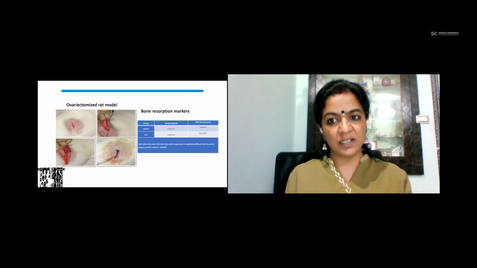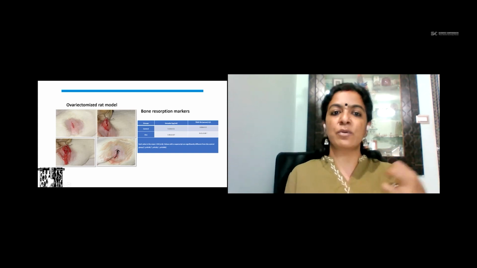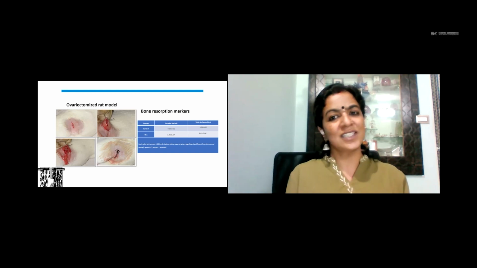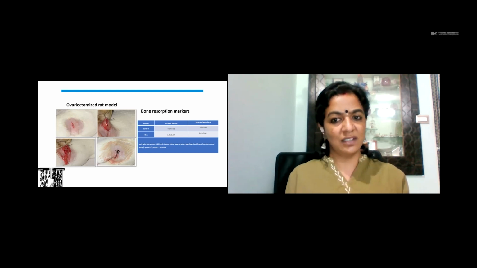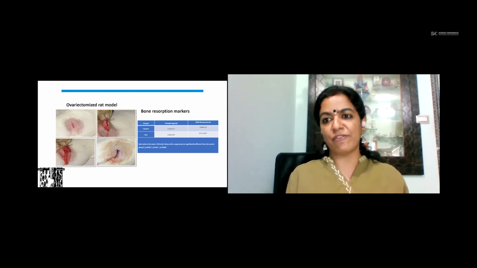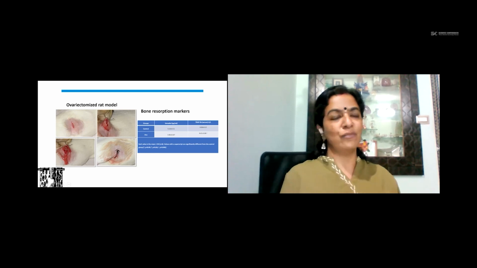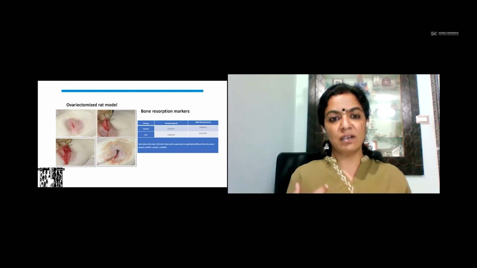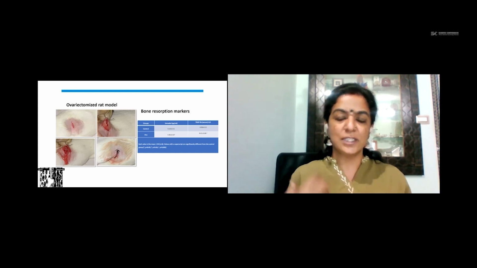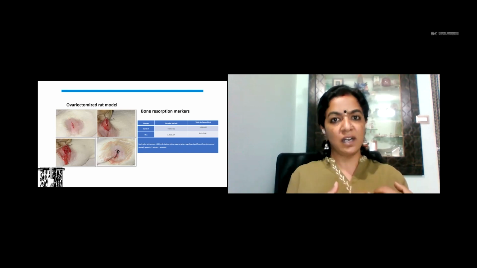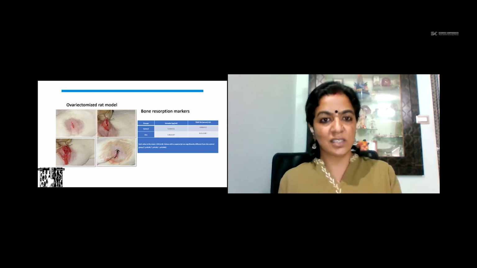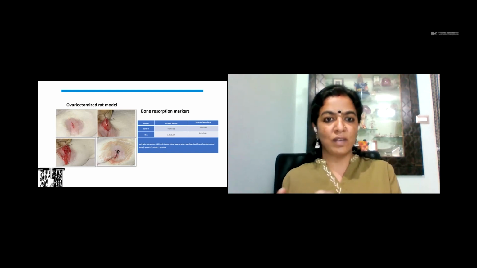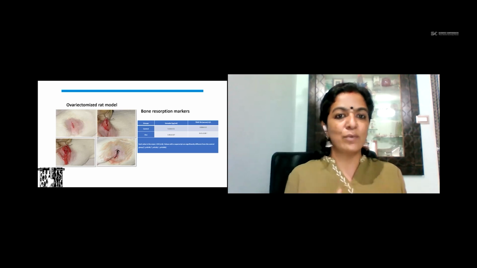So this ovariectomized rat model has been well established, where we did ovariectomy, bilateral surgery, and then we checked the bone resorption markers. We checked the estradiol measurement, because we know that after removing the ovaries, the estradiol levels will go down. And another thing is TRAP 5B, which we checked, to see whether after removing the ovaries the estradiol levels have gone down, and whether it has caused bone loss. Otherwise, it is difficult for us to evaluate as such.